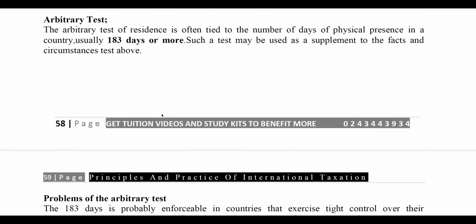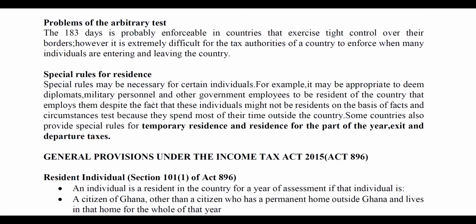Then we have the common type, which is the arbitrary test, where you see somebody is tied to the number of days of physical presence in a particular country. So usually 183 days or more. Okay, that's a common type that we use. If you stay 183 days in aggregate or continuously in a particular country, depending on the rules, right? Such a test may be used as a supplement to the facts and circumstances test that we looked at, right? But the problem of the arbitrary test is that unless you exercise strict control over your border and your airports to know who comes in and who goes out, it will be difficult to tell whether Daniel has stayed 183 days in Ghana. True or false?